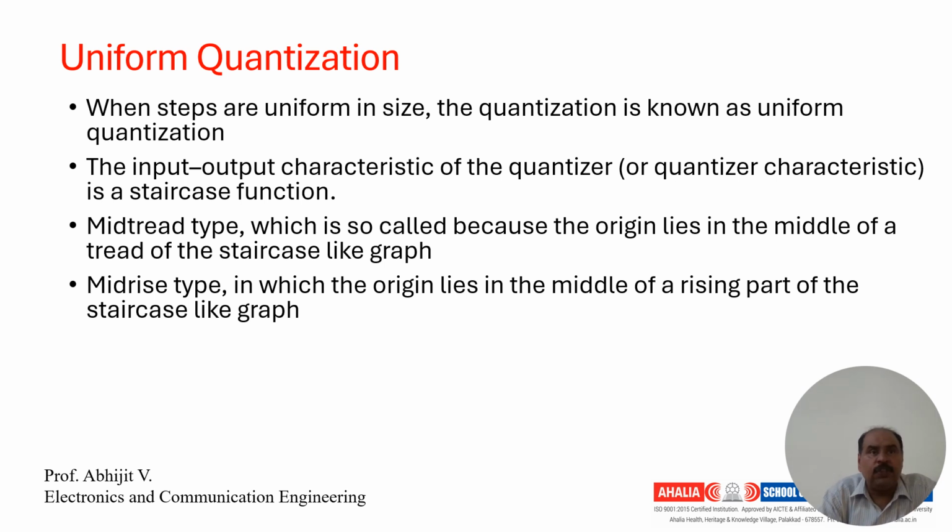In uniform quantization, we have two types. One is called mid-tread and the other is called mid-rise. It is mid-tread because the origin lies in the middle of the tread of the staircase-like graph, and mid-rise when the origin lies in the middle of the rising part of the staircase. It depends upon the origin, that's it. We have two types, mid-tread and mid-rise. We'll graphically study how a mid-tread looks and how a mid-rise looks.